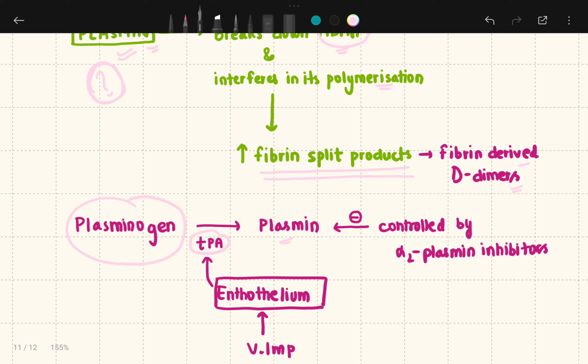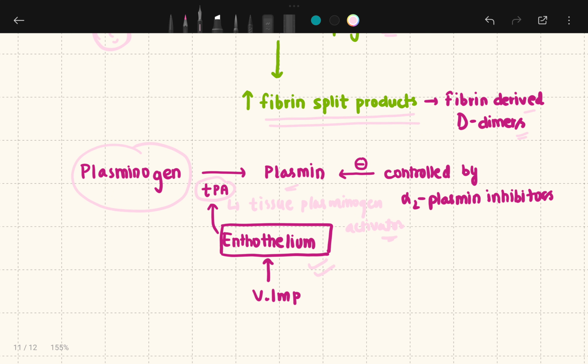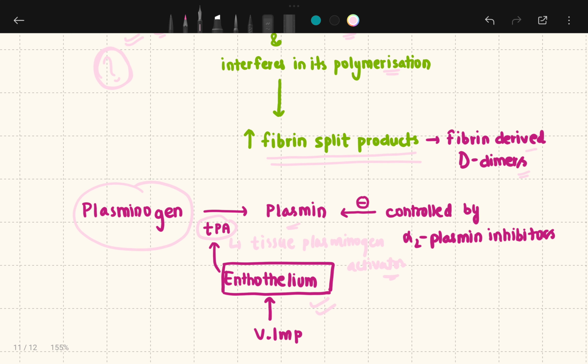What is this TPA? TPA is tissue plasminogen activator. And this tissue plasminogen activator is available through the intact endothelium, right? So the intact endothelium, which is not exposed endothelium, releases it, converting this inactive plasminogen into plasmin.